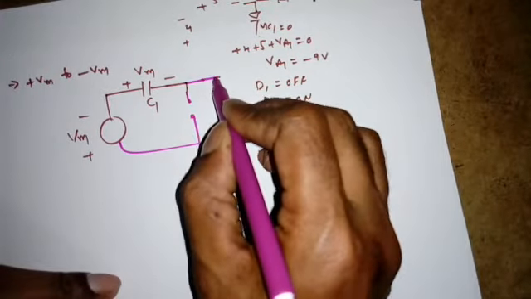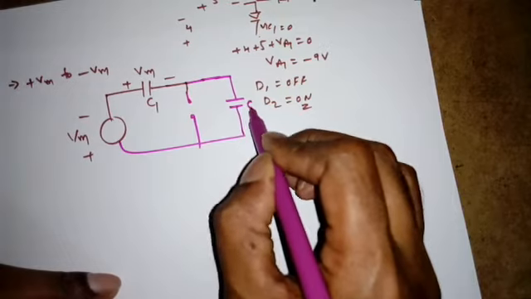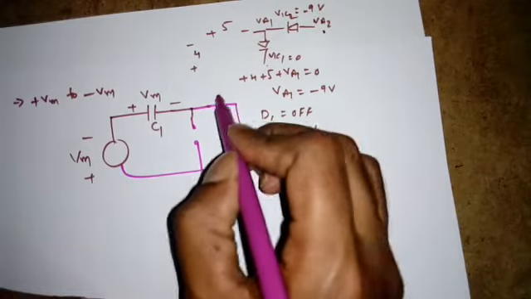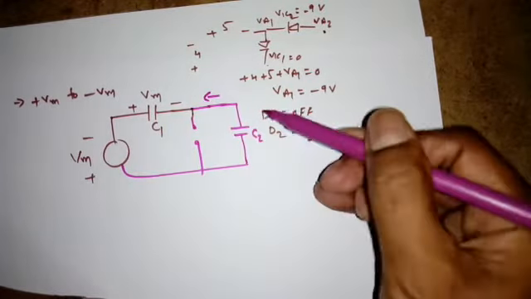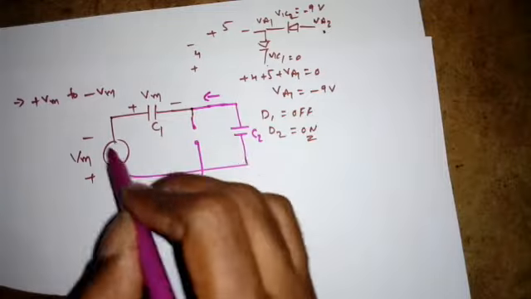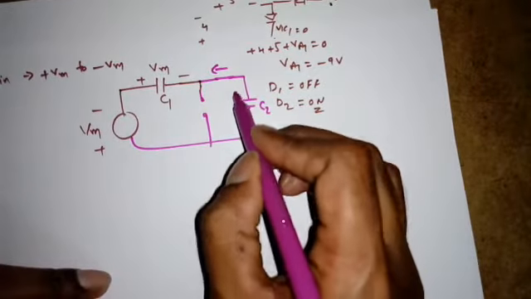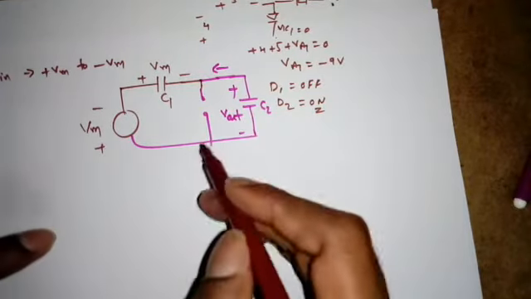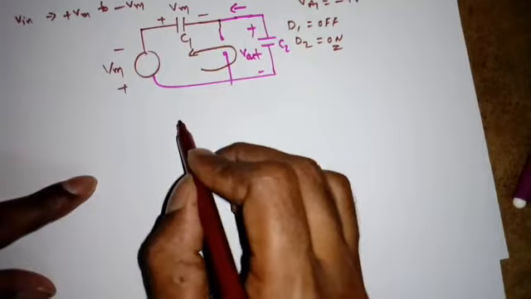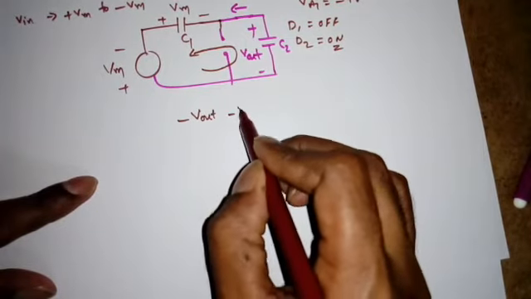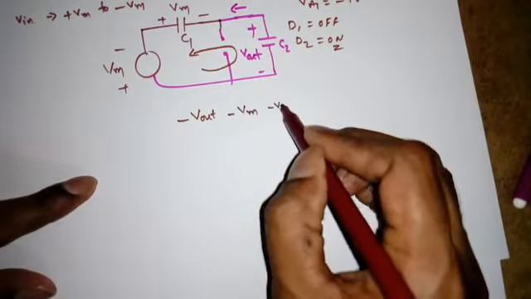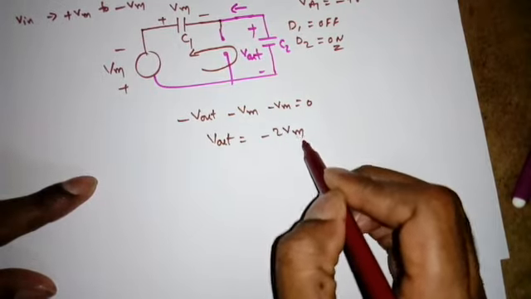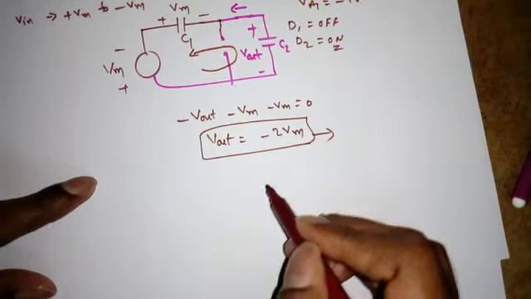So D2 is on, and this is the capacitor C2. Now see the diode polarities. It is looking like this. So the current will flow from P to N, and the capacitor will charge something like this. If I take this as some Vout and apply KVL, what will I get? Maximum minus Vout minus VM minus VM is equal to 0. So what will be the Vout? Minus 2 VM. That's why it is called a voltage doubler.